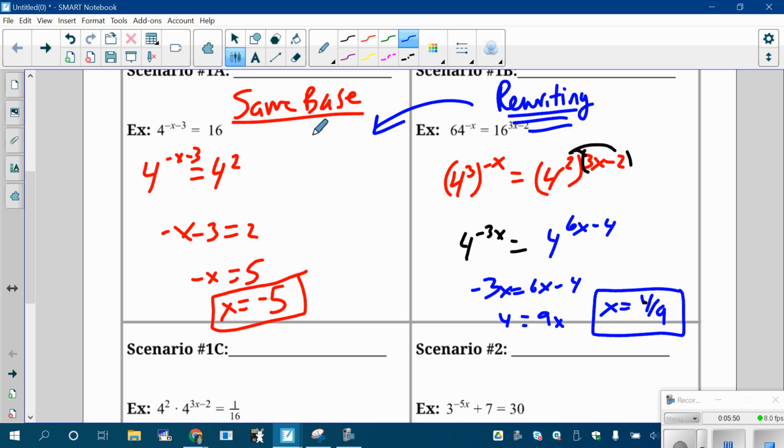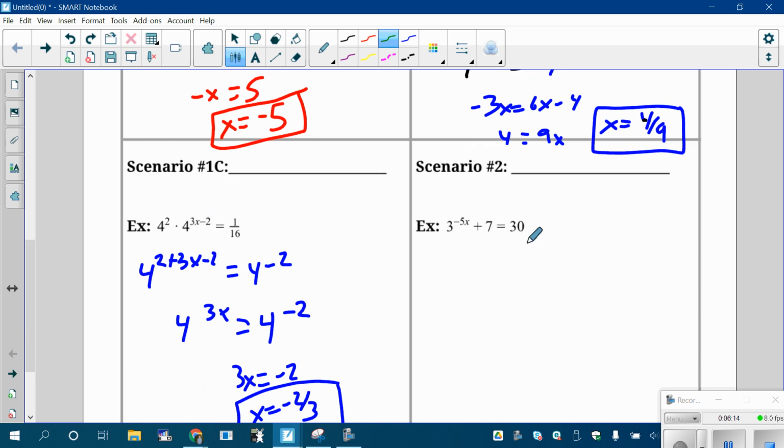It is actually not really typical, right? Because if you look back at this first equation, it was super nice that the 16 was 4 squared. If I change that 16 to a 15, I don't know what to do. If I change it to a 17, I don't know what to do. So most of the time, you're not going to be able to get same base. Let's look at one here. So I have 3 to the negative 5x plus 7 equals 30. I'm going to subtract the 7 over.